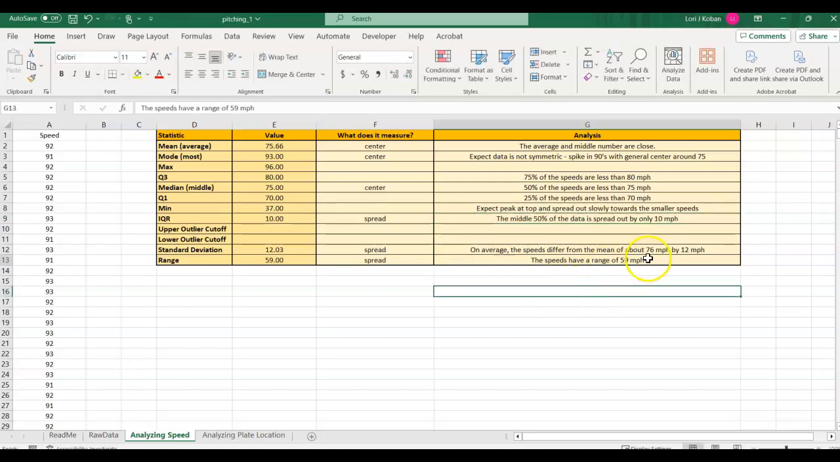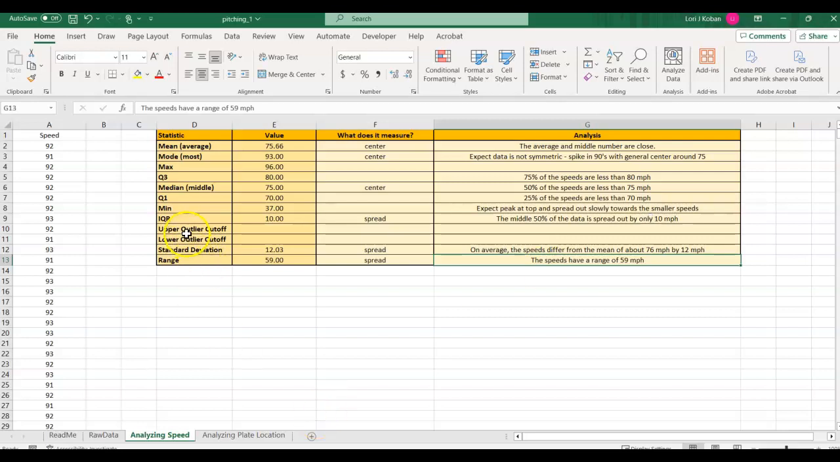So though the entire data set is spread out by 59 miles per hour, the middle 50% is only spread out by 10 miles per hour. So that's telling us that the upper and lower parts are accounting for a lot of the spread. And we said earlier, the lower part is really being spread out slowly.